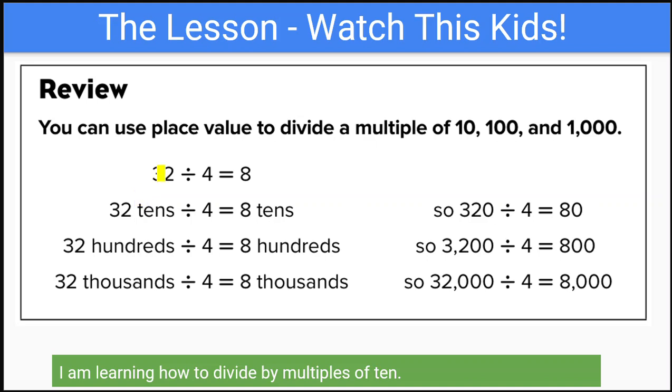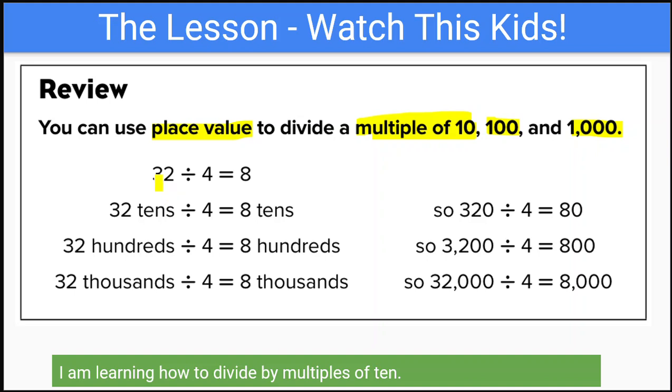We're starting to look right now at how you can divide by multiples of 10. So it says this, you can use place value, and that just is what digit is in which place, to divide a multiple of 10. Okay, so a multiple of 10 would be 10, 20, 30, 40, 50, counting by tens, but also you come across 10, 100, and 1000. These are really easy numbers to use, okay?